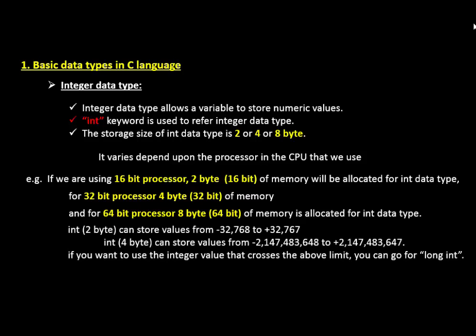A 2-byte integer can store values from minus 32,768 to plus 32,767. A 4-byte integer can store values from minus 2147483648 to plus 2147483647. So, if you want to use an integer value that crosses the above limit, you can go for the long integer data type. Note, we cannot store a decimal value using the integer data type.